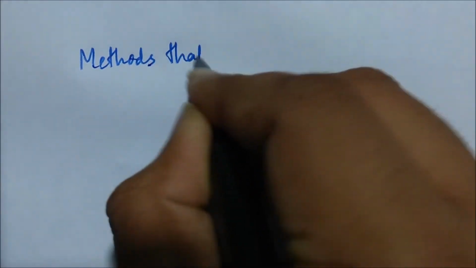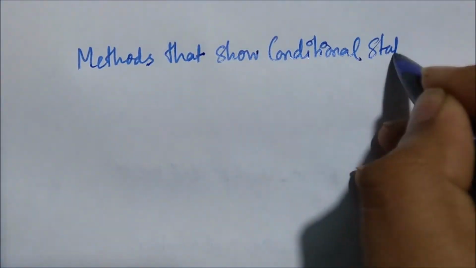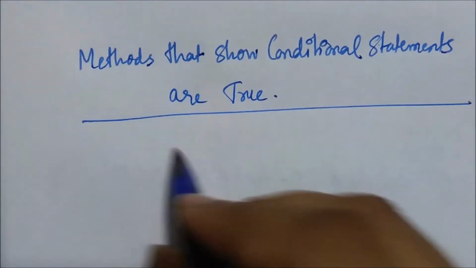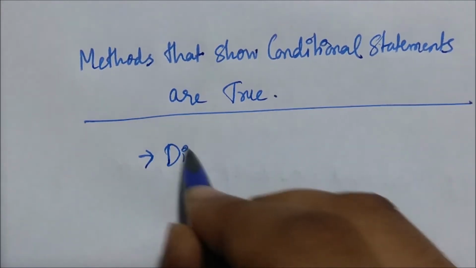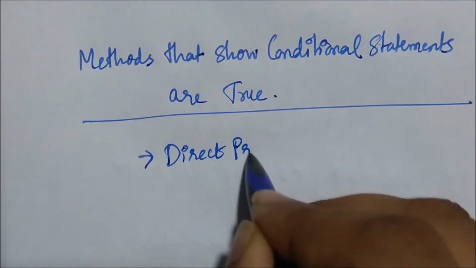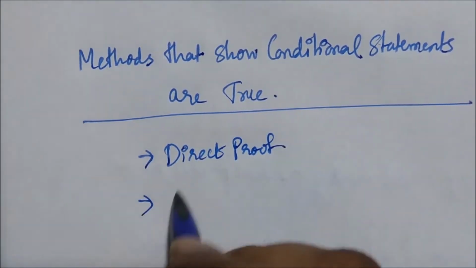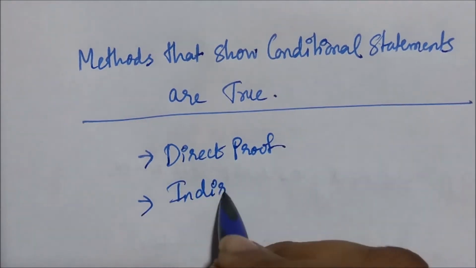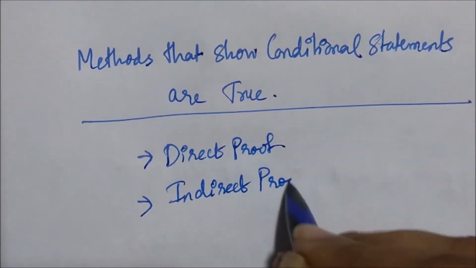Because of this, we now focus on the methods that show conditional statements are true. The methods can be classified into two major categories. The first category is direct proof and the second category is indirect proofs. There are many types of indirect proofs. Let's see what a direct proof is.